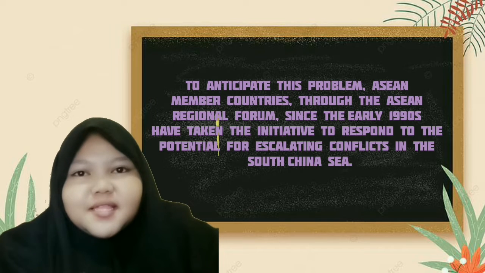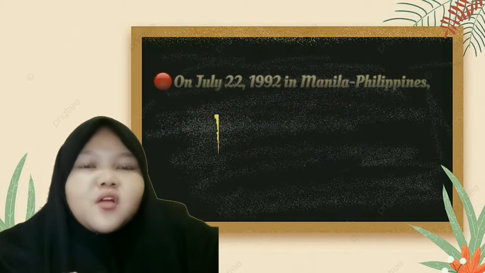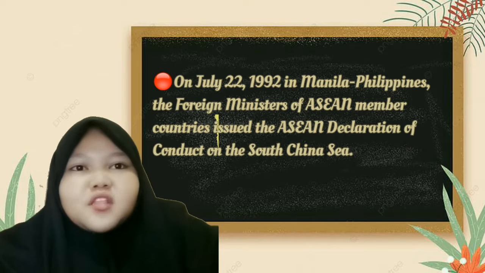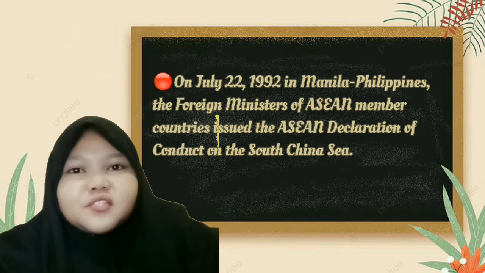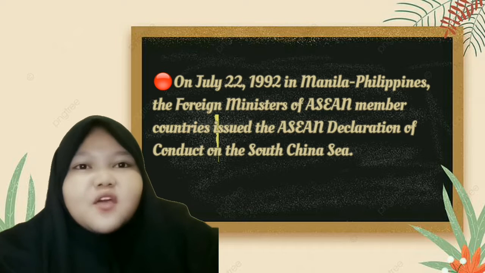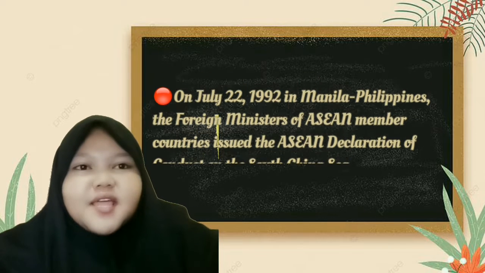So, in the 1990s, the ASEAN Forum took the initiative to respond to the potential for escalating conflicts in the South China Sea. On the 22nd of July 1992, the Foreign Ministers of ASEAN member countries issued the ASEAN Declaration on the South China Sea in Manila, Philippines, which aims to resolve disputes peacefully and apply the principles of the Treaty of Amity and Cooperation, or TAC.